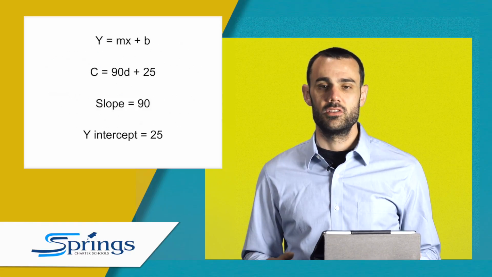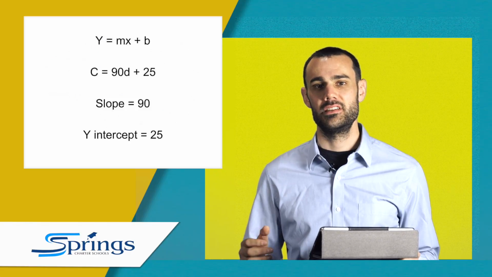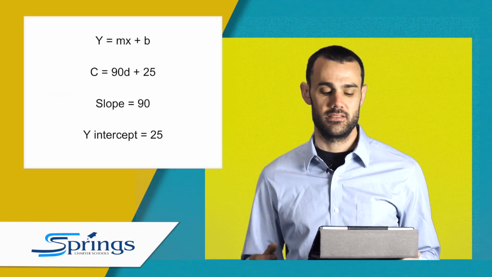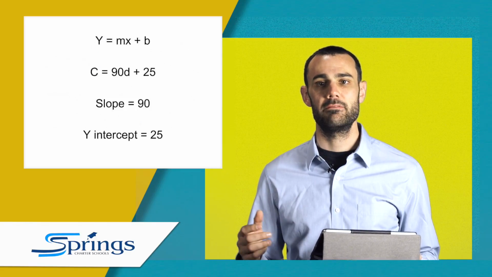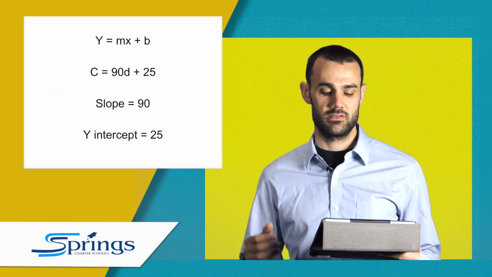We're going to use y equals mx plus b as a nice, easy formula for us to set up. So we know that it costs $90 per day. That $90 per day is considered our slope part of our formula. And that b value is 25 because it's that one-time fee. So again, our slope is 90 and our y-intercept is 25.